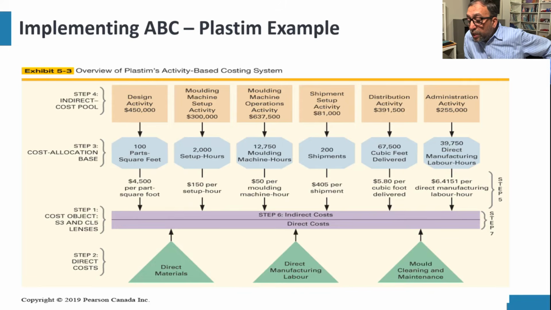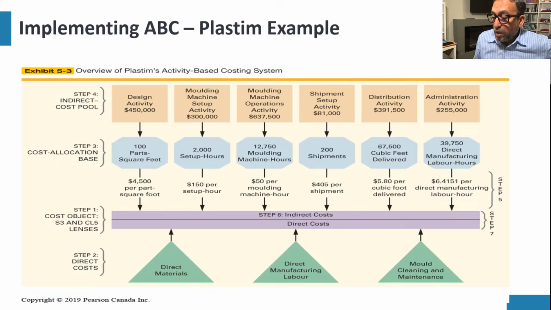Administration activity: the total cost is 255,000, and the driver is the direct manufacturing labor hours we are using here, which we already know is 39,750. So when we divide this 255,000, we get our rate per direct manufacturing labor hour for administration.